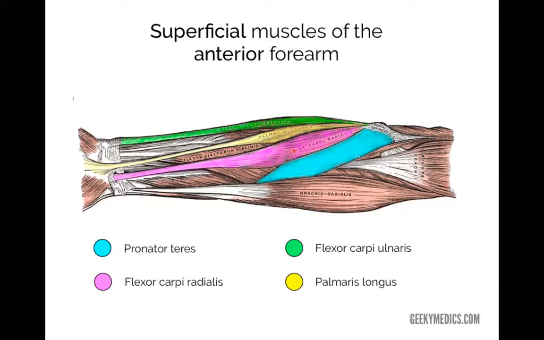Flexor carpi radialis is a flexor of the wrist. That's where it gets its name. So flexor, flexes, carpi, the wrist, and has a tendon that runs parallel to the radius, so radialis. Flexor carpi radialis, shown in pink there. It has its origin on the medial epicondyle of the humerus and its insertion at metacarpals 2 and 3. So it's responsible for flexing the wrist, and because it's on the radial side, it can also abduct the wrist, move the wrist away from the midline.